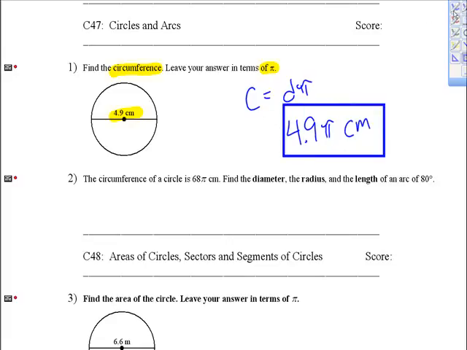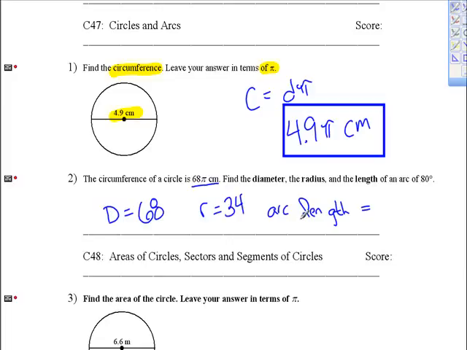Number 2 is a related problem, same concept here. We've got the circumference is given as 68 pi centimeters. We're asked to find 3 things: a diameter, a radius, and an arc length. Well, if we work backwards a little bit, if the circumference is 68 pi and circumference equals diameter times pi, then the diameter must be 68. We know that the radius is half the diameter, so that would give us 34.